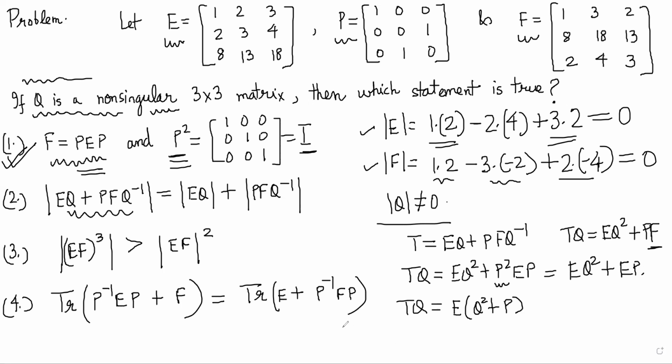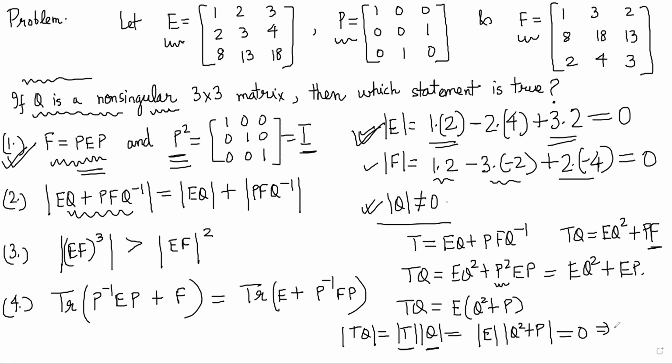So if I take det on both sides, det of TQ is equal to det of T, det of Q, is equal to, now on the right hand side, when you take the det of these, it's a product of two matrices. So that is det of E into det of Q square plus P, right? And we already know that det of E is 0. If det of E is 0, this is 0. So that means det of T into det of Q is 0. And if that is true, then since det of Q is non-zero, this implies that det of T is 0.